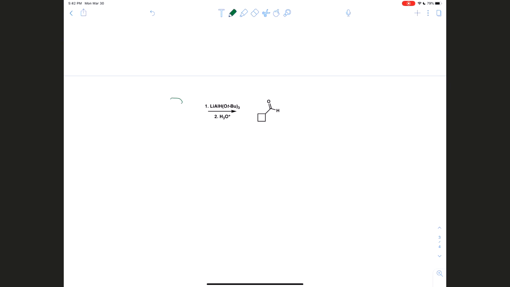Where we have a question mark here. So we have a reagent, this lithium tri-tert-butoxyaluminum hydride. The question is, I wasn't sure about the best approach to this problem. Wasn't sure if there's a downside.